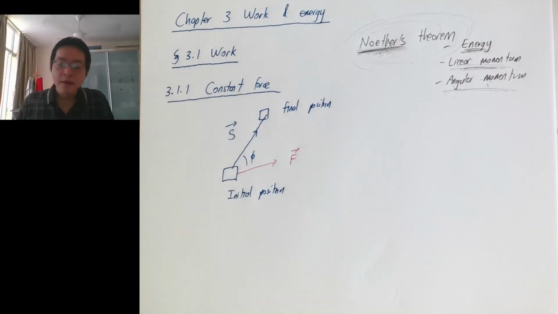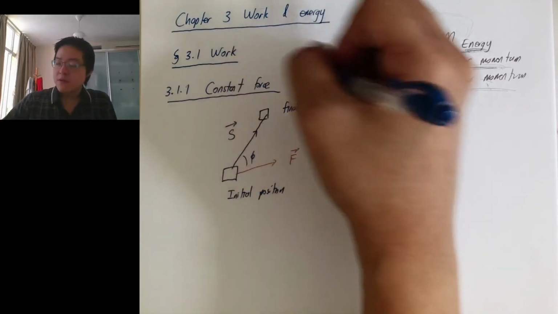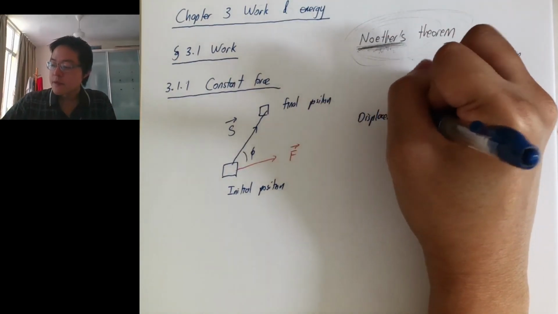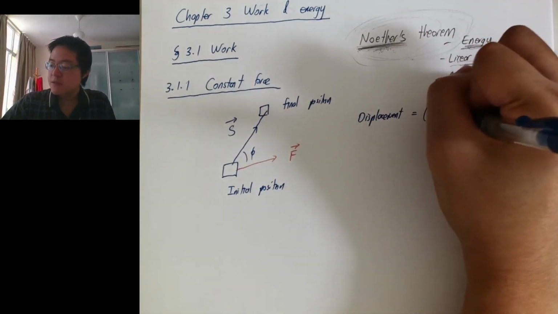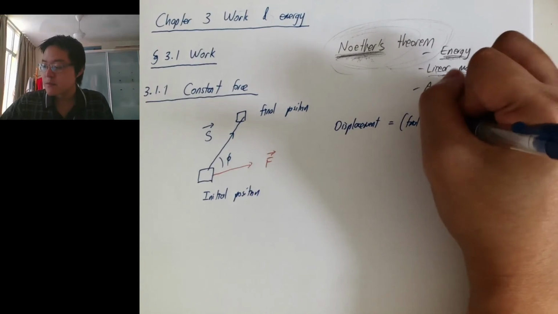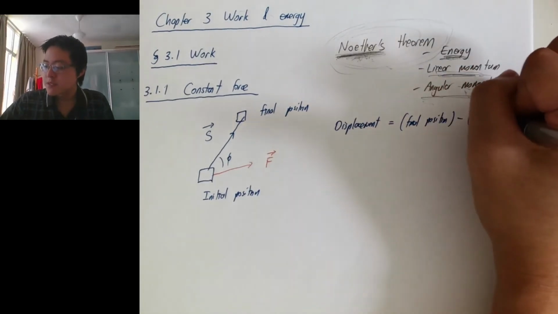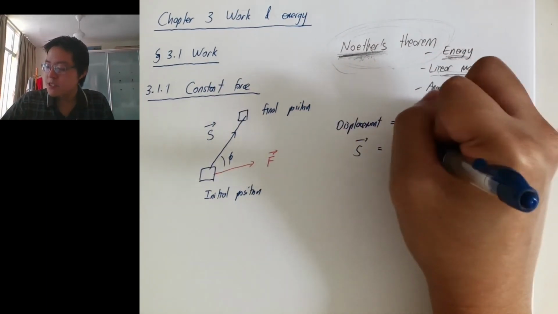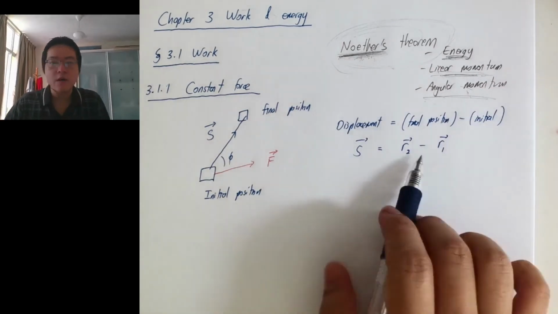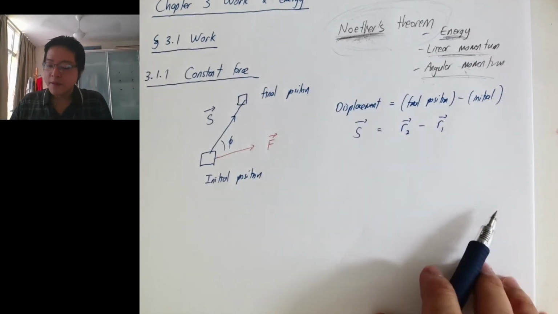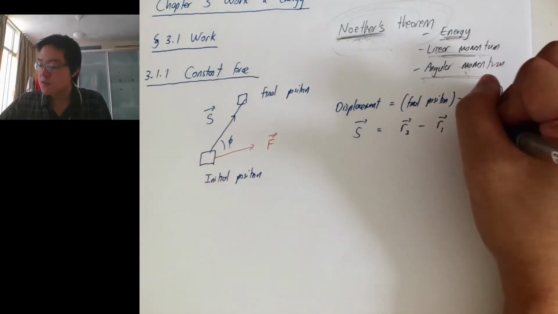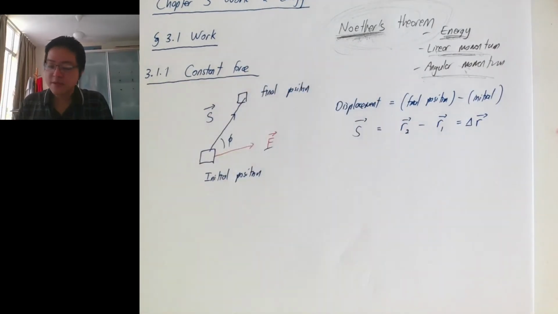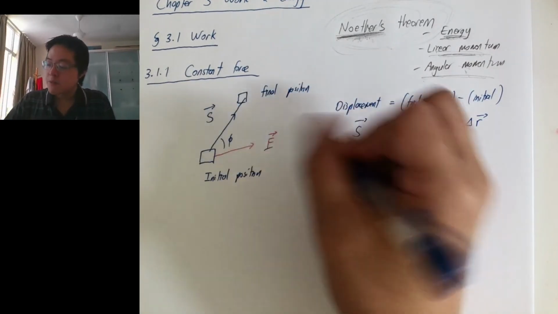Generally speaking, the displacement is equal to my final position, this one we did in chapter 1, minus initial position. So my vector S is my final position minus initial position. You can write the xy coordinates for this. So you got the displacement. And then the force. Sometimes we also use this notation. The force is just F. But what is the work done in this case?